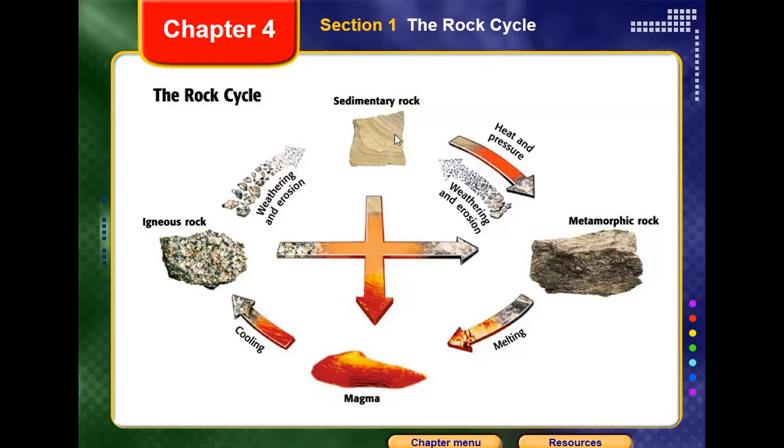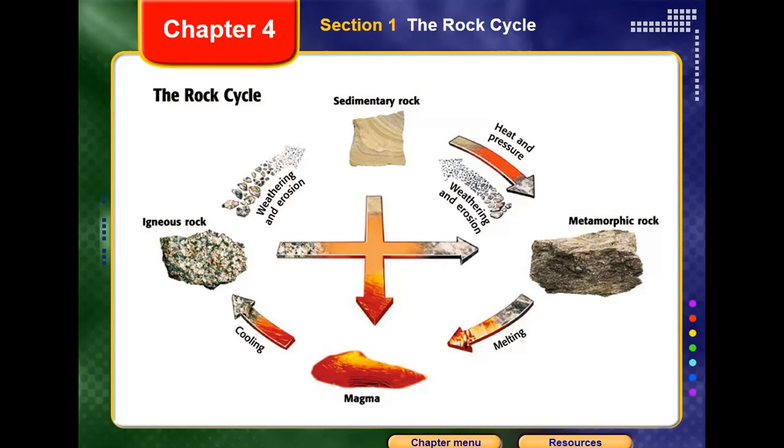So from this diagram, we could figure out that there are some geological processes which reshape, or reform, new types of rocks, or change an old type of rock to a new type of rock. That means if an igneous rock or metamorphic rock, any one of them, is exposed to weathering and erosion, they will create a sedimentary rock.